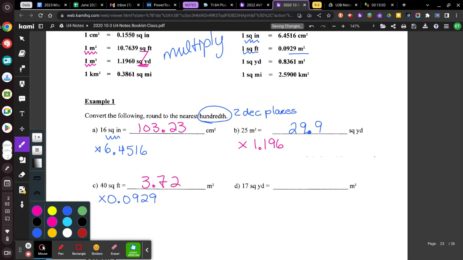Now we're going to do squared yards to meters squared. Well, that's the very next number right below. So now we're multiplying by 0.8361. And that's going to give us an answer of 14.21.